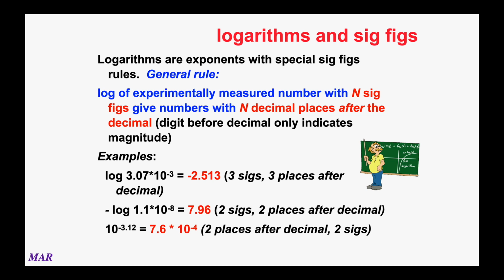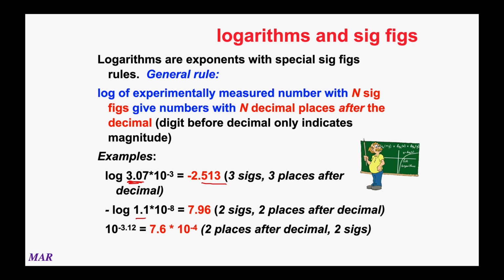The first one here, log of 3.07 times 10 to the minus 3. So this is a 3 sig fig number, 3.07. We don't include the exponents. So the answer here, we would have 3 sig figs past the decimal. All right, 3 numbers past the decimal. The 2 there is somehow related to the power of 10, the 10 to the minus 3. That's the way I think about it, all right? So 3 sig figs in means 3 sig figs past the decimal.